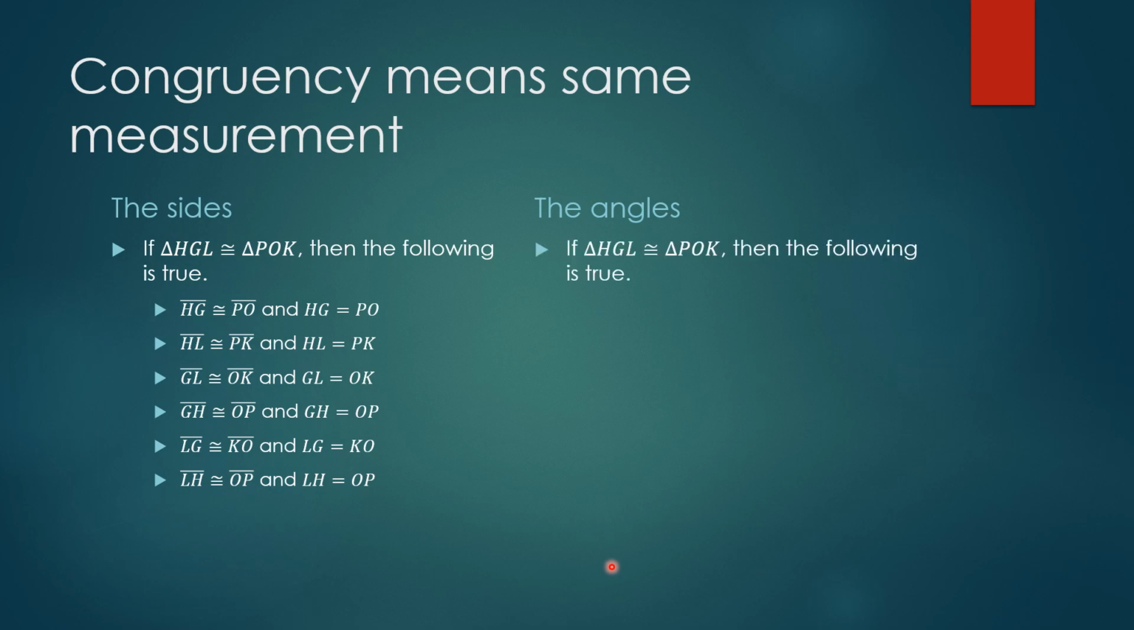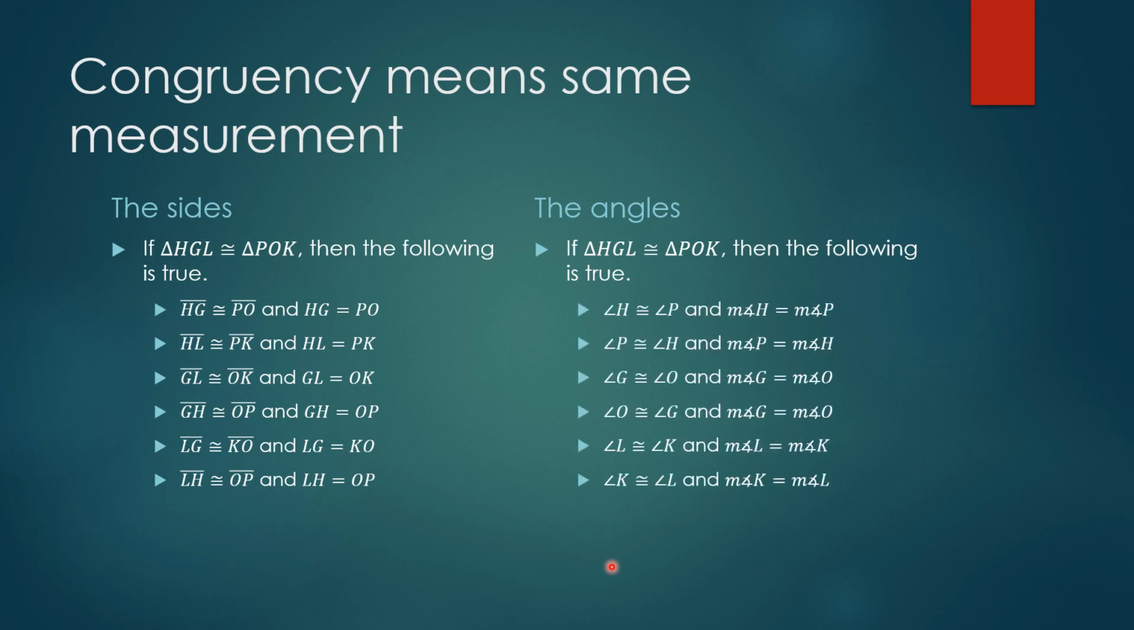This is also true for the angles. If we have triangle HGL is congruent to triangle POK, then the following is true. Angle H is congruent to angle P because the measure of angle H is equal to the measure of angle P. That also means the flip side: angle P is congruent to angle H, and the measure of angle P is the same as the measure of angle H. Every corresponding part is congruent to each other in a congruent triangle, and therefore those measurements for those parts are also the same.